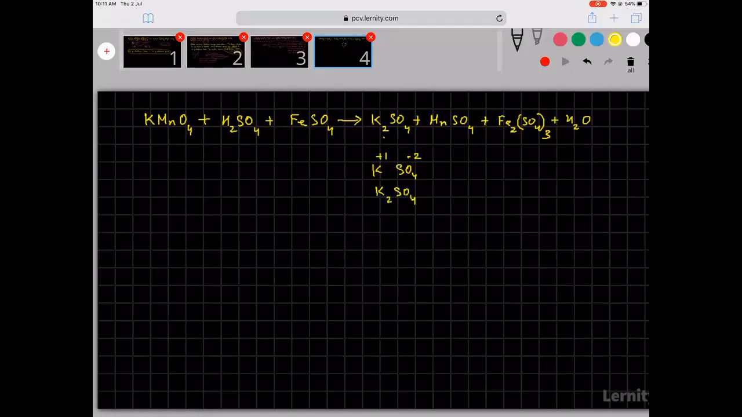Now suppose it was aluminium sulfate. Aluminium is +3 and SO4 is -2. Now I am cross multiplying, so I will write Al2(SO4)3. This is how I write all these species.